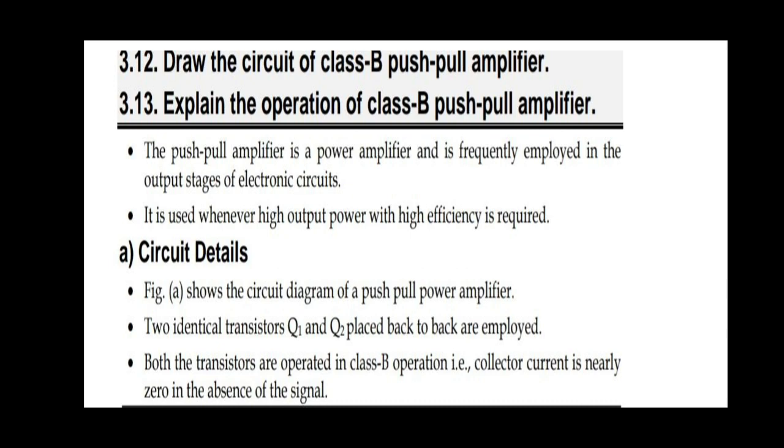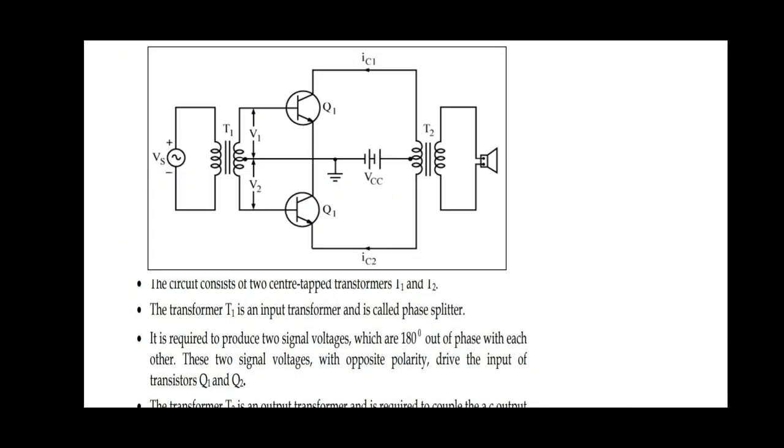In this arrangement we employ two transistors in class B operation. Transistors T1 and T2, that is, Q1 and Q2, are placed back to back and operated in class B operation. That is, collector current IC is 0 when there is no signal.